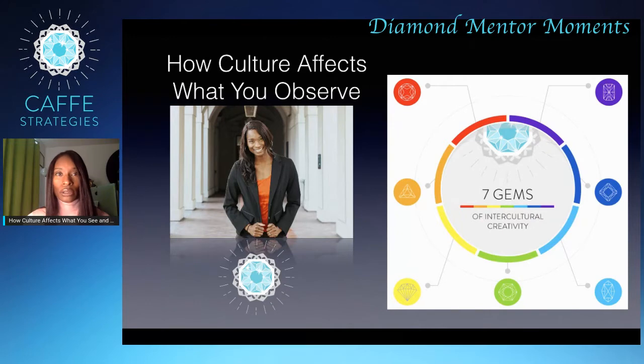Creativity is now rated among the top two or three skills needed in the workforce by the World Economic Forum, so it is a big concern for corporations and just for us individually. But I want to make sure that we uncover the hidden forces that are affecting our creativity. So today, your Diamond Mentor Moment is about how culture affects what you observe.